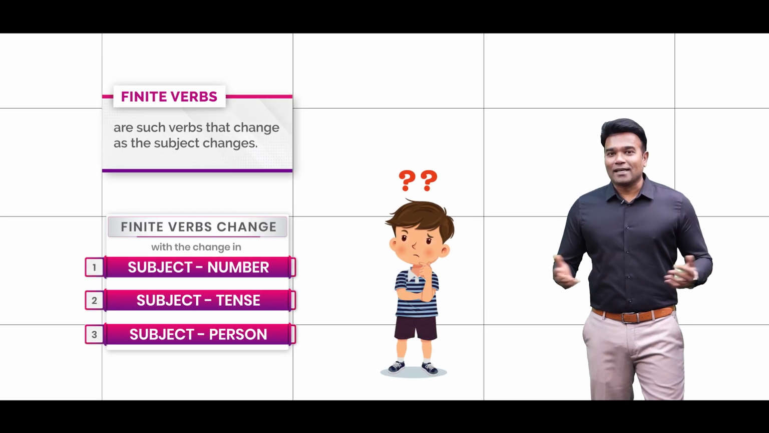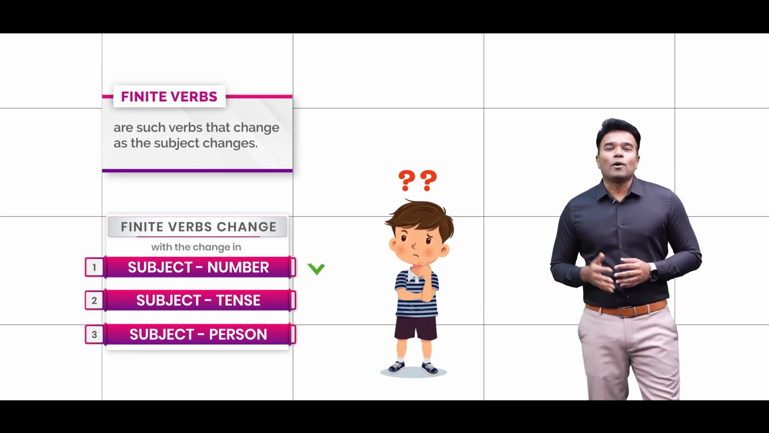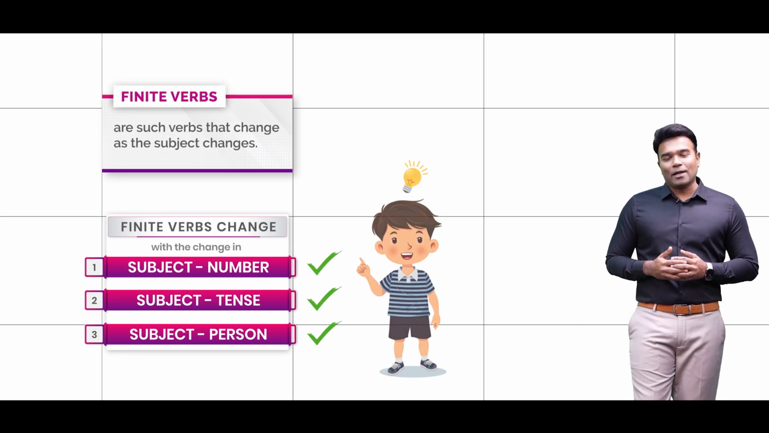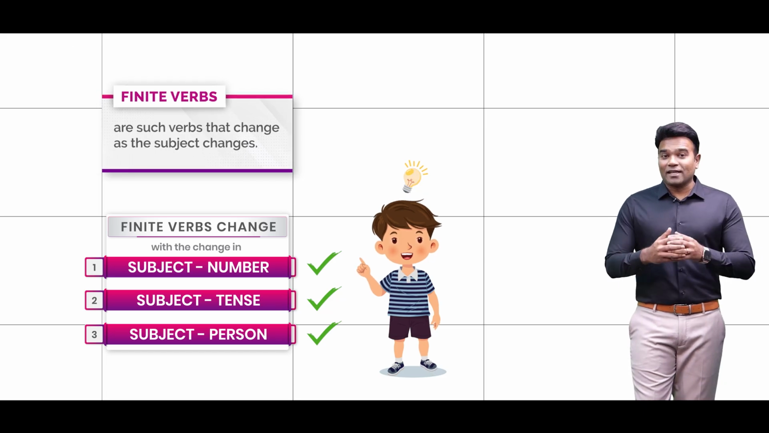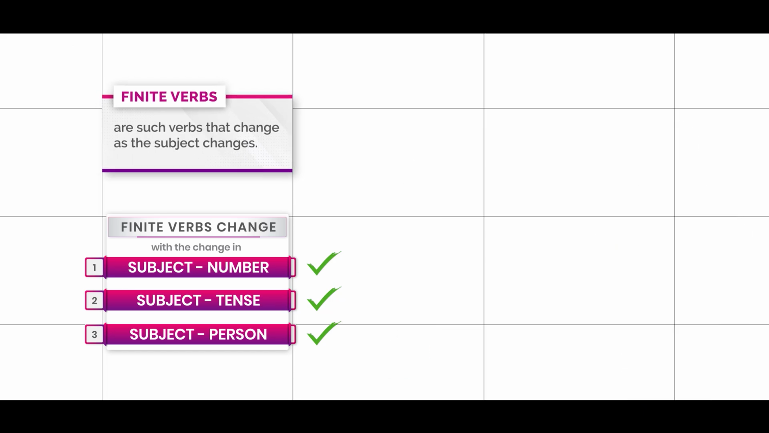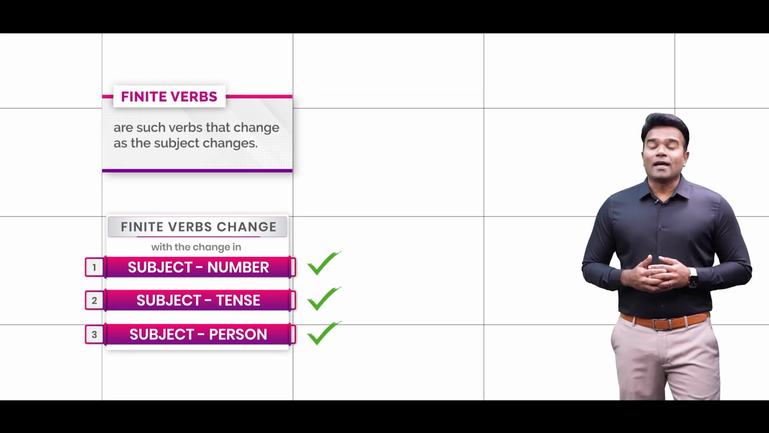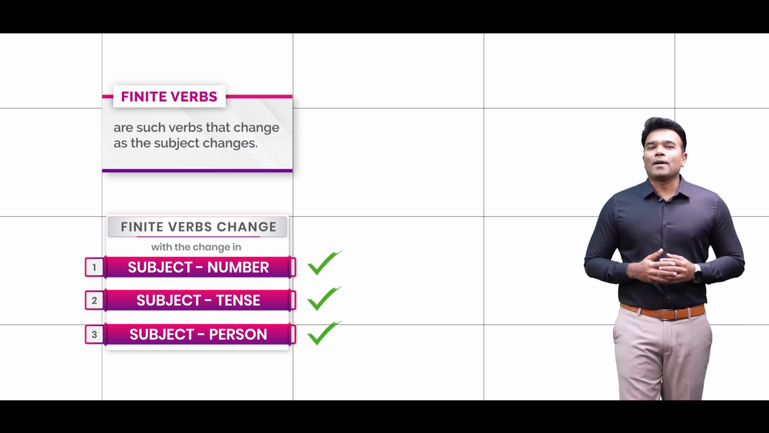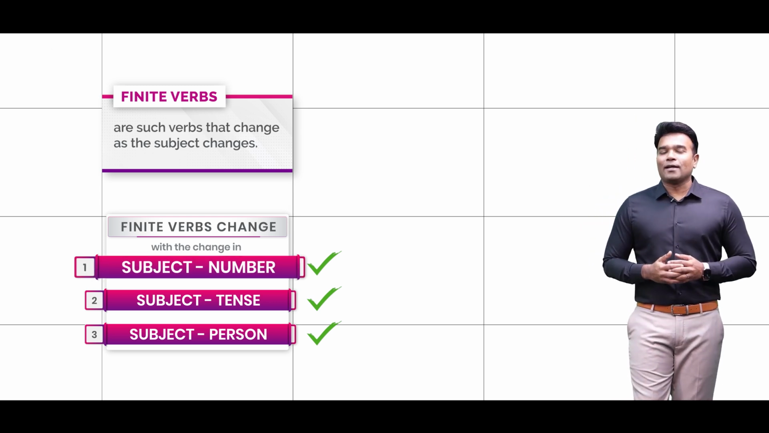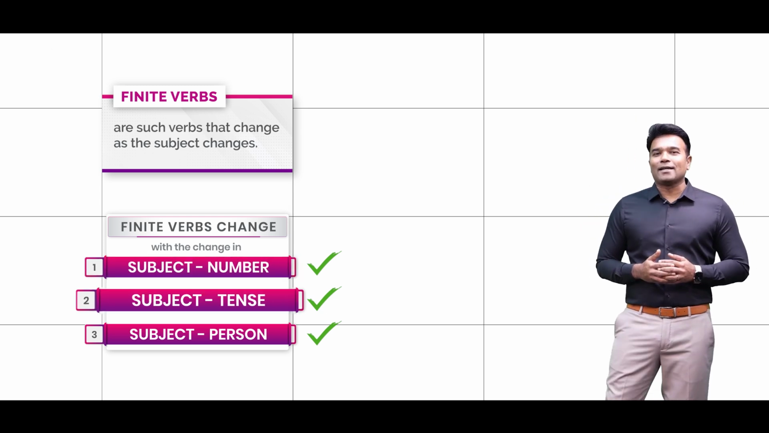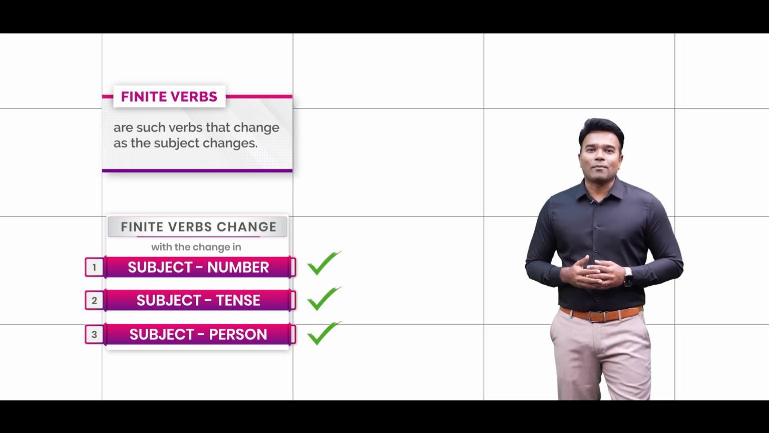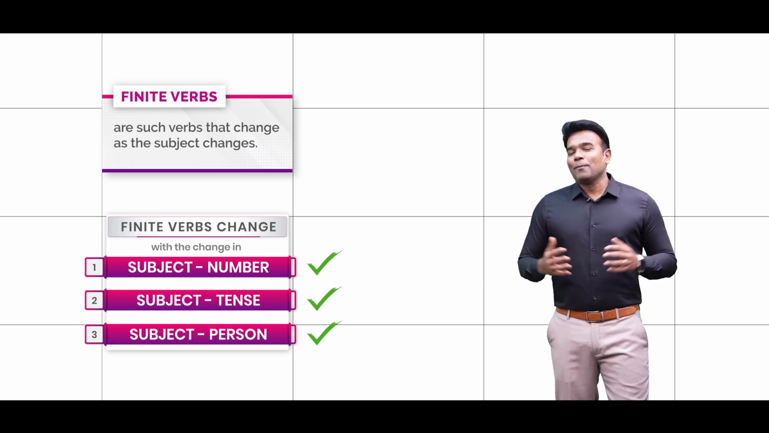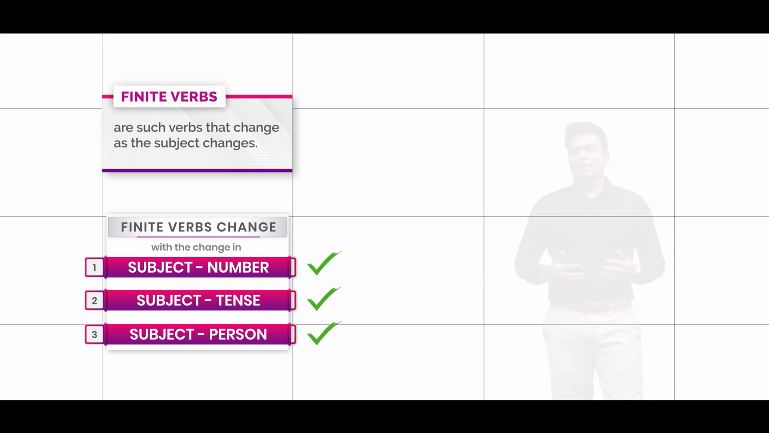So, all said and done, I am sure that through all of my examples, you have been able to understand the definition of the finite verbs. Finite verbs actually are such verbs that change whenever there is a change in the subject number or the tense of the sentence, or whenever there is a change in the subject person. But then the question is, what really are the non-finite verbs?